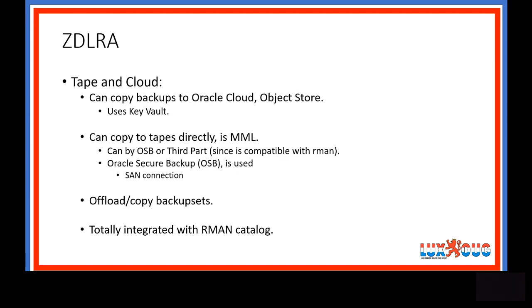And you can have tape and cloud. You can copy these backups to cloud. To copy to cloud, you use Key Vault. You can copy directly to tape by Oracle Secure Backup. When you buy Zero Data Loss, you can choose to have Oracle Secure Backup and link with tapes, or you can use a third party. Since this third-party tape is compatible with RMAN, you can back up Zero Data Loss to tape. Okay. And this is totally integrated with the RMAN catalog.